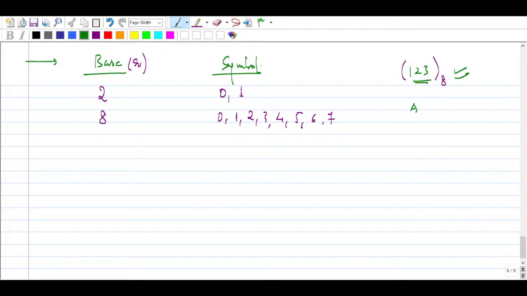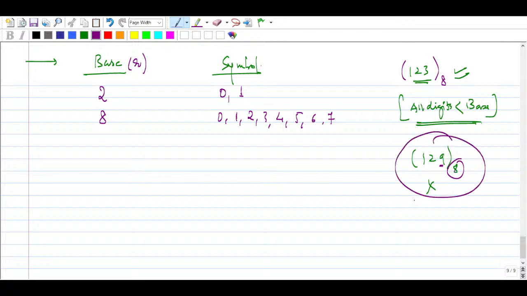So all digits should be less than the base. This you have to maintain. If I'm going to write any number like 1, 9, and I'm writing 8 here, this is wrong. Why is it wrong? Because the digit 9 is not allowed in base 8. Whenever any question is given, this is wrong.